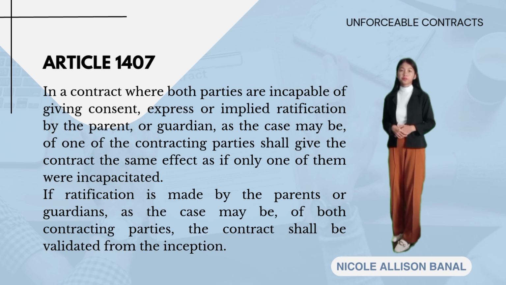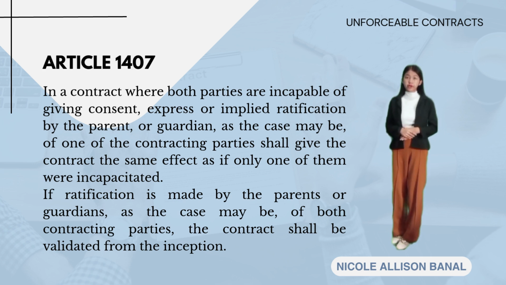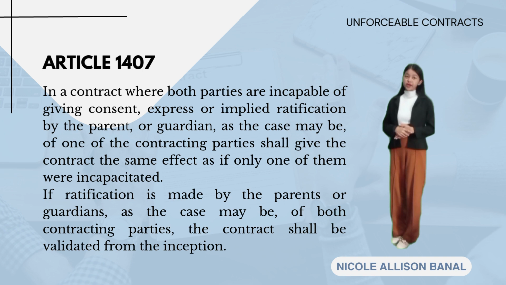For example, in a contract of a minor and an insane person, or a minor and another minor entering into a contract. Now, if the parent or guardian of one of the contracting parties ratifies the contract, it is no longer unenforceable. It will become voidable, meaning the contract is valid until annulled. If ratification is made by the parents or guardians, as the case may be, of both contracting parties, the contract shall be validated from the inception. If both parties ratify, the contract is then validated, and the validity of the contract retroacts to the date when the contract was executed. Again, if one of the contracting parties ratifies the contract, it is voidable. If both parties ratify, it is valid.